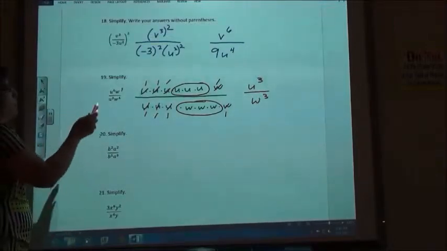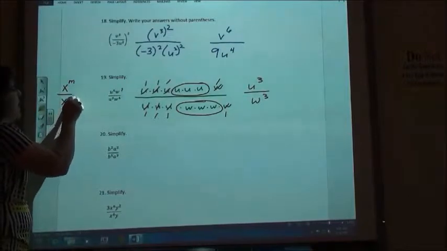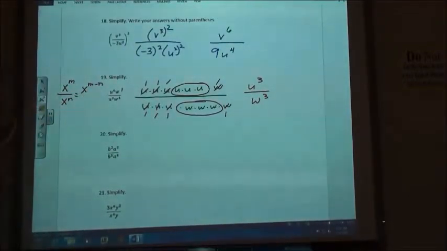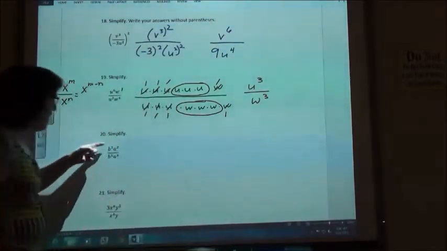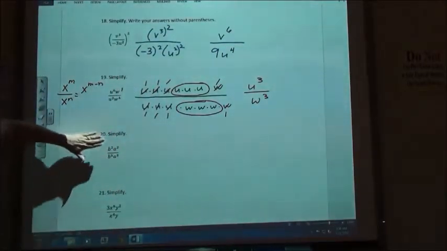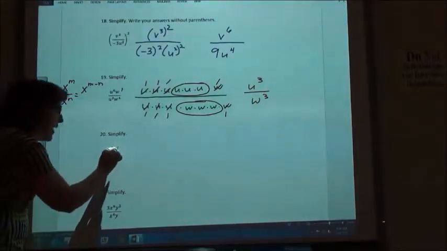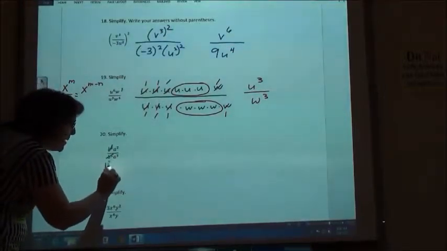So, my rule here, if I have x to the m over x to the n, I'm going to do x to the m minus n. And I want to take the small one away from the big one, leaving my variable where it's larger. So on number 20, if I have b squared over b to the fifth, the b squared is smaller. That means I'm going to take out 2 of my b's. That's going to be gone. 5 minus 2 means I'm going to have b to the third.